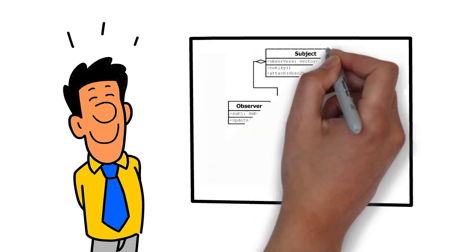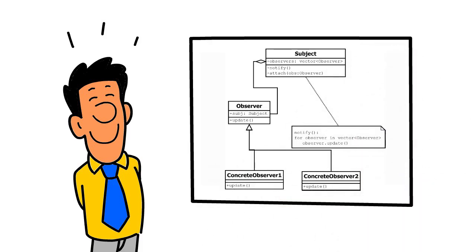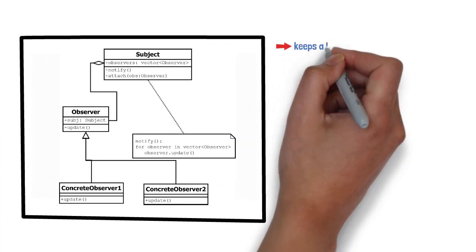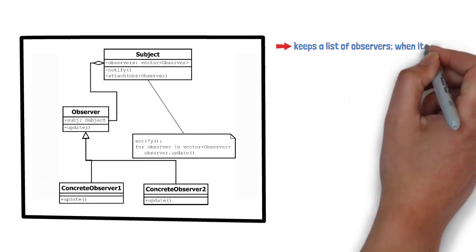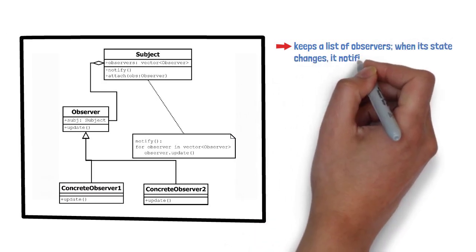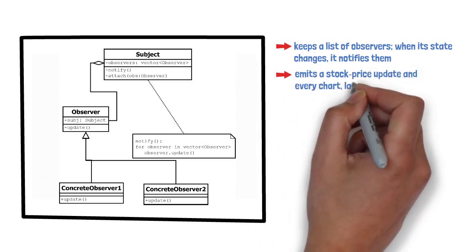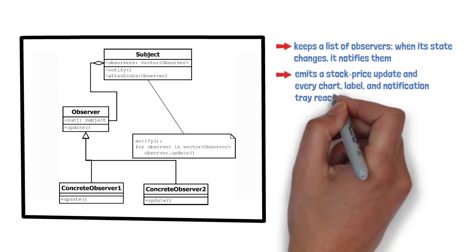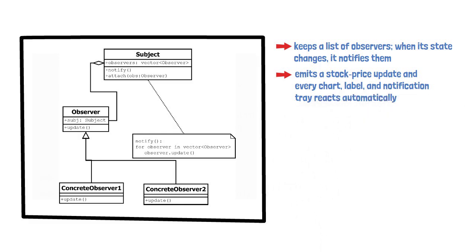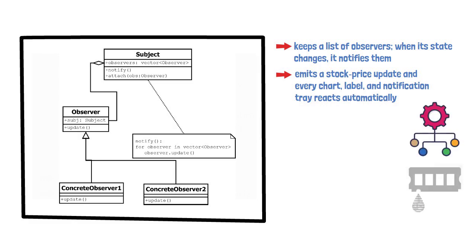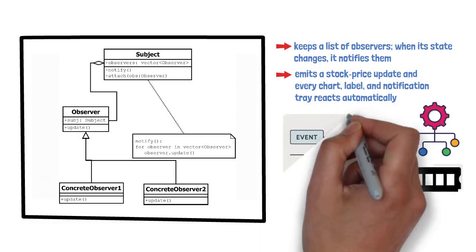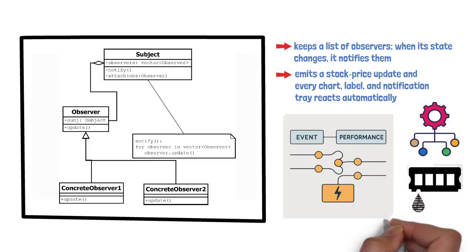Finally, the darling of UI frameworks, Observer. A subject keeps a list of observers. When its state changes, it notifies them. Your model emits a stock price update, and every chart, label, and notification tray reacts automatically. Observers decouple the broadcaster from its listeners, but they can cause cascading updates or memory leaks if you forget to detach in long-lived systems. Treat it like event wiring, powerful, but respect the circuit breakers and keep an eye on performance.